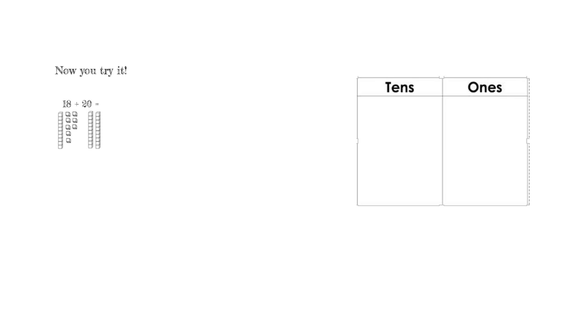By using our 10 blocks, we are shown that 18 consists of 1 group of 10, as well as 8 ones, and 20 consists of 2 groups of 10. When adding these together, we see that we have 3 groups of 10, as well as 8 individual ones. Now, what number do these 10 blocks represent? Take a second to think about it.